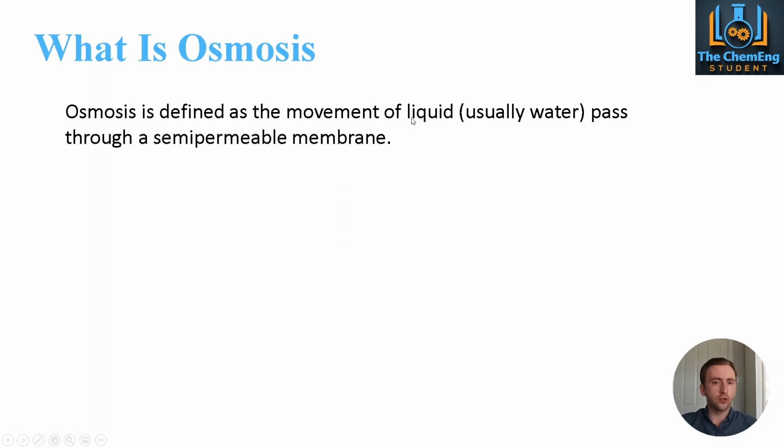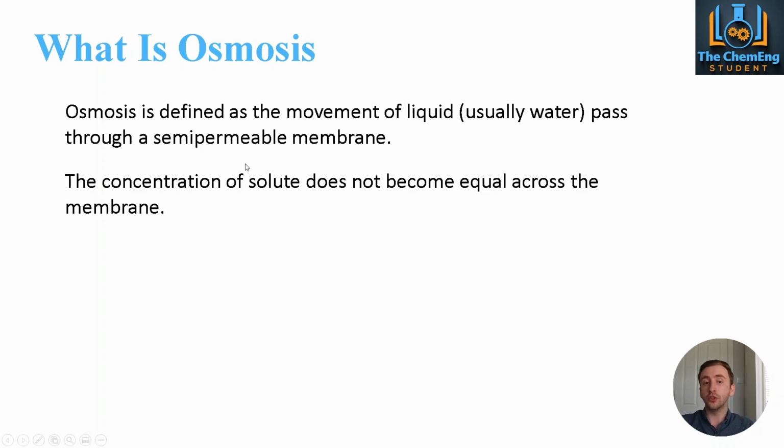Now, if you consider osmosis, osmosis is defined as the movement of liquid, usually water, that passes through a semipermeable membrane. So osmosis is just a sub-part of diffusion, but it's one that requires a very specific piece of, I wouldn't say equipment, but there is a condition needed for this to work. And the concentration of the solute does not have to become equal across the membrane.